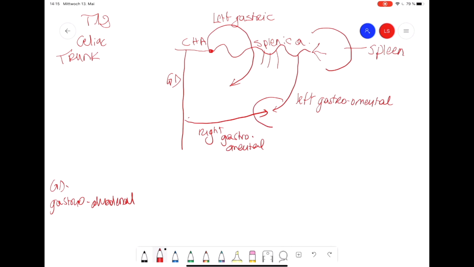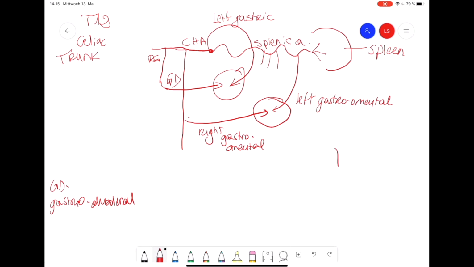Which will anastomose here with the left gastromental, and they provide the blood supply to the greater curvature of the stomach. Then we have, from the common hepatic artery, the right gastric artery. So this one will be the right gastric. Actually, I will put it on the side there. Right gastric. And it will anastomose with the left gastric.